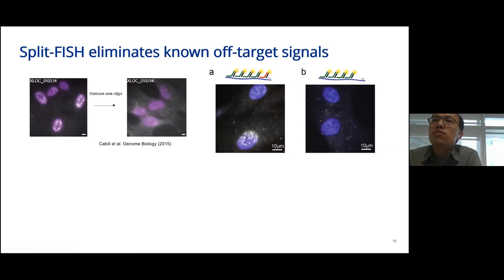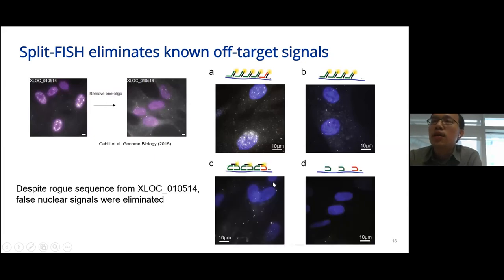So we tried to see if we can use splitFISH to eliminate this off-target signal. First, we repeated their result, where we see that this sequence is indeed giving the false nuclear localization. And then we tried to pair all the sequences with adjacent sequences and design splitFISH probes for them. And we found that indeed, with splitFISH, we can eliminate the false localization signal.